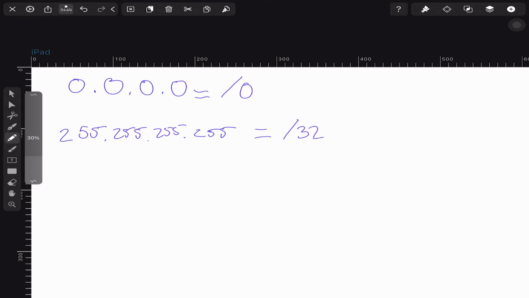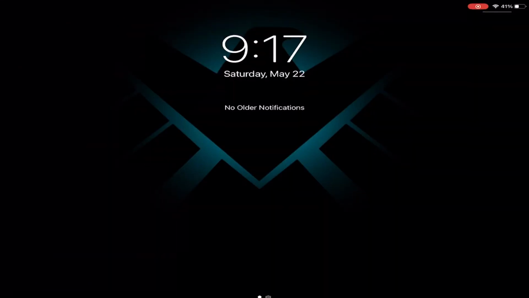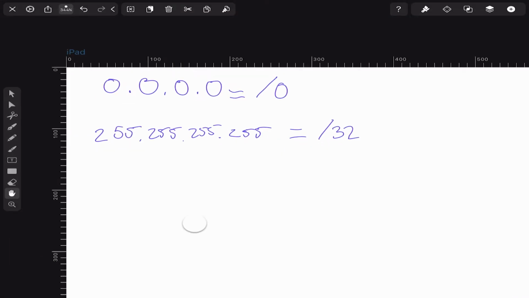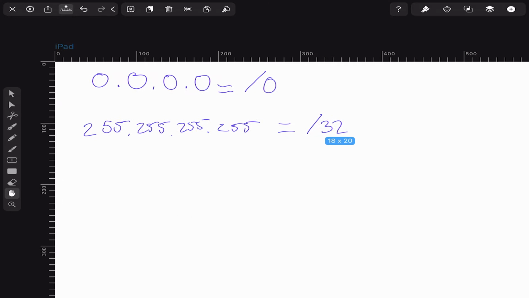Alright. Let's check to make sure we are recording here. Yes, we are. Sweet. Right off the bat, I've got a couple of things written down. We have 0.0.0.0 and 255.255.255.255. As you can see, these are two IP addresses, and I have next to them their CIDR notation.